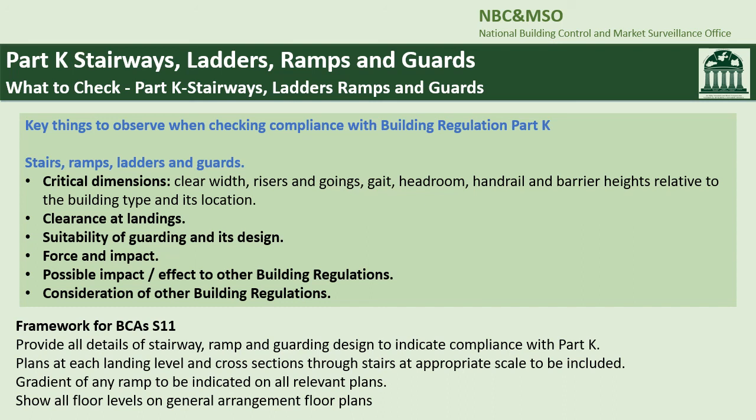Under the framework for building control authorities in relation to a Section 11 request, you should request the following information. Provide all details of stairs, ramps and guarding designed to indicate compliance with Part K, plans of each level and cross-section through stairs at appropriate scale to be included, gradient of any ramp to be indicated on all relevant plans, and show all floor levels on general arrangement floor plans.